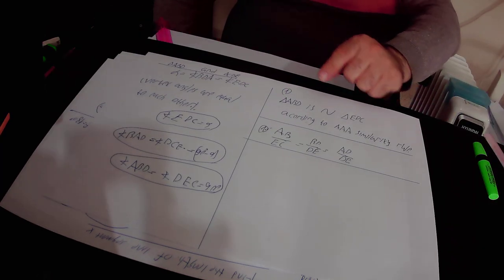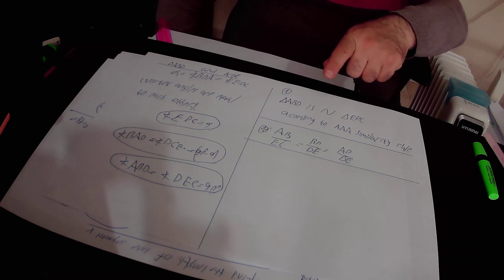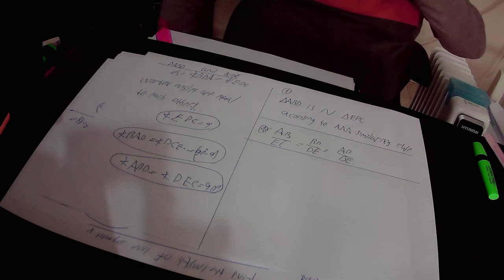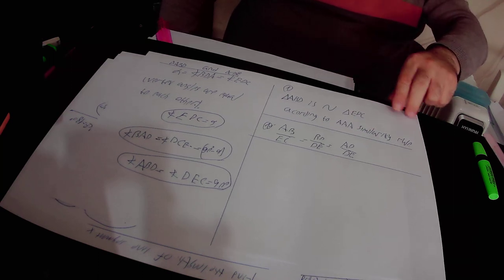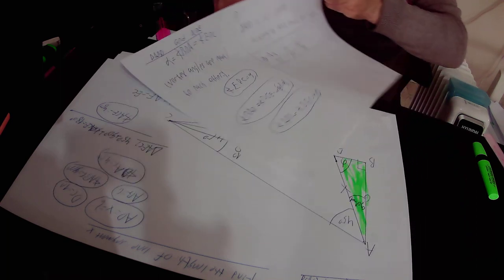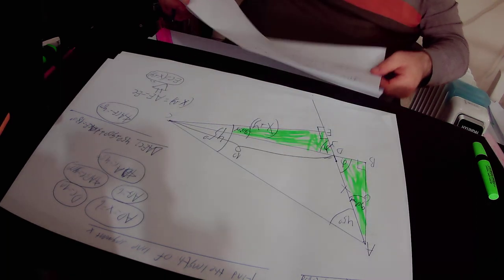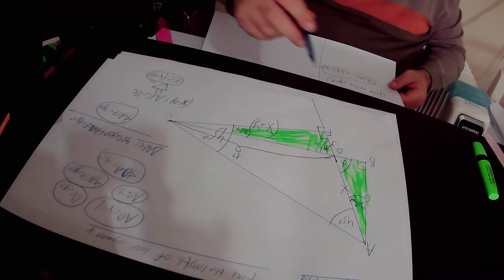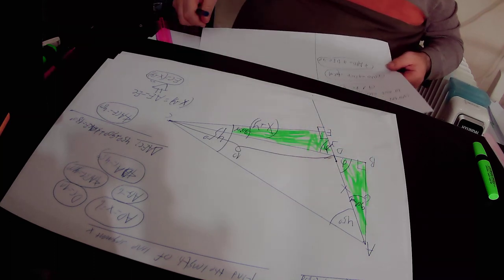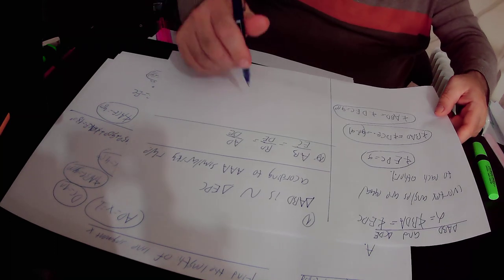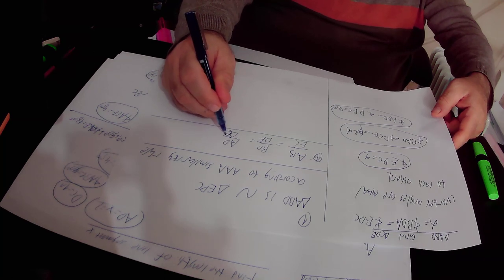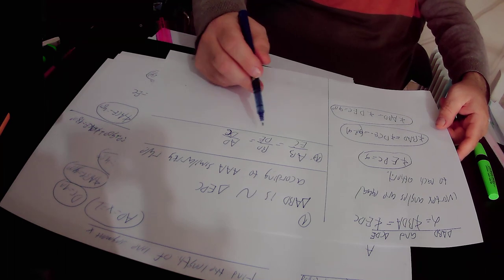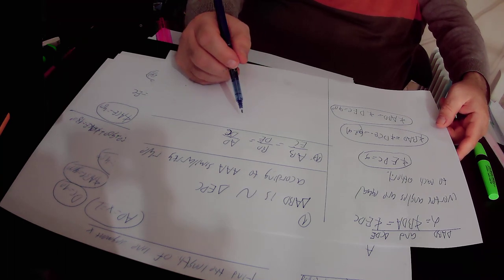I repeat again, because of the fact that the two complementary angles are similar to each other, we conclude that AB over EC equals BD over DE equals AD over DE. Actually, it is BD over DE, and here we have AD over DC. Okay, it is actually AD over DC. So again, AB over EC equals BD over DE equals AD over DC.